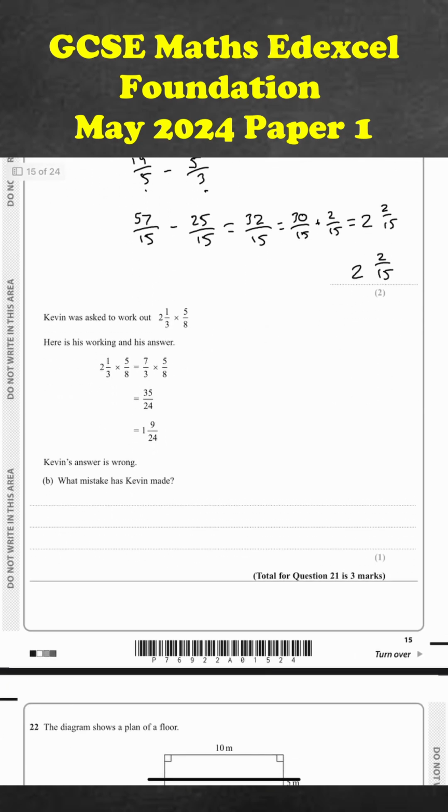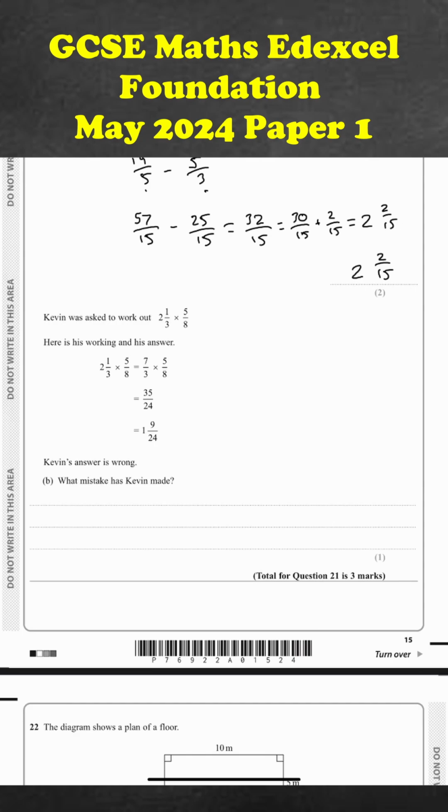Kevin was asked to work out 2 1/3 times 5/8. Here is his working and his answer. 2 1/3 times 5/8 equals 7 1/3 times 5/8 equals 35 over 24 equals 1 9 over 24. Kevin's answer is wrong. What mistake has he made?